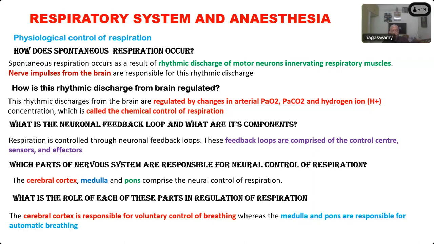Don't you do that breath holding test of breath? How is it possible? It is possible because of the cerebral cortex control. So if you give a command that I am going to take a deep inspiration and hold my breath and see how long I can hold, that volitional control alone is from the cerebral cortex.